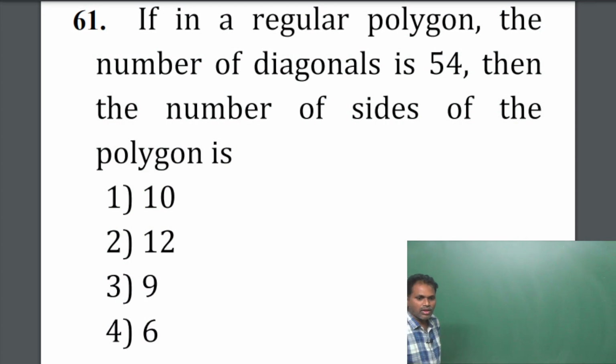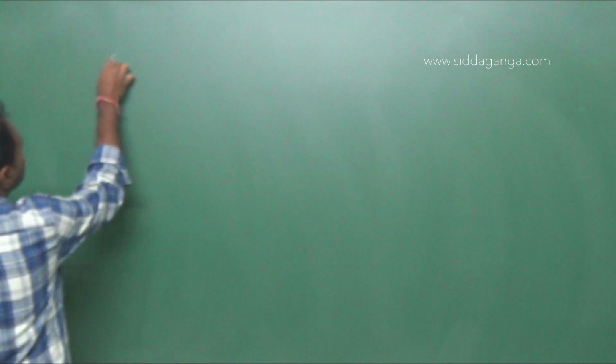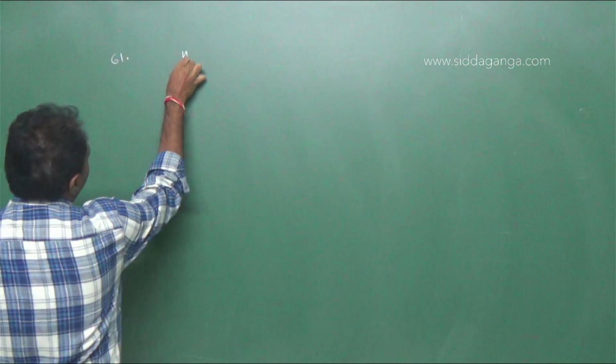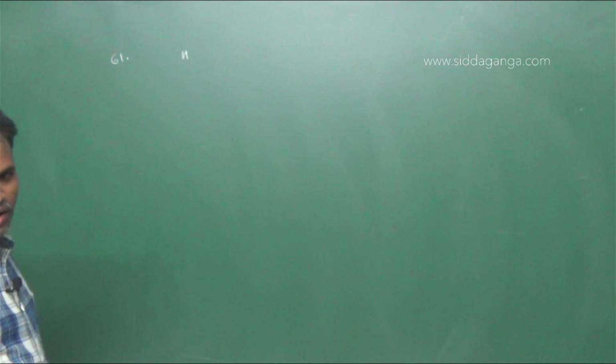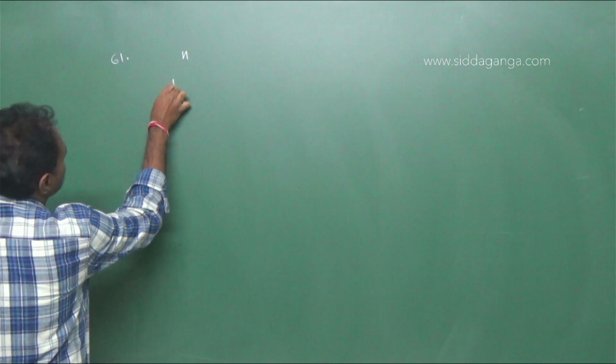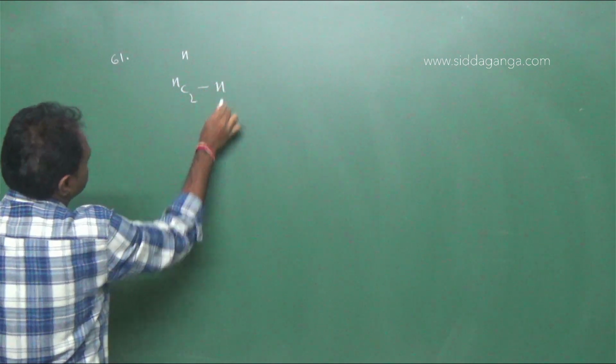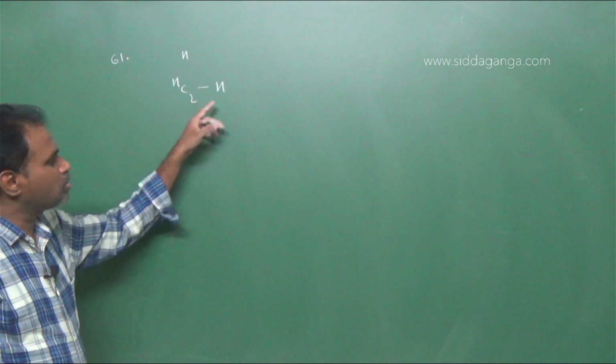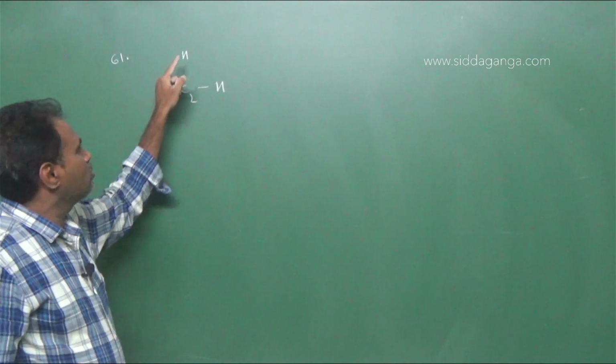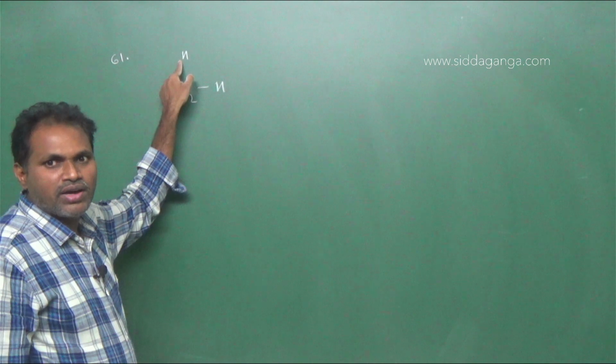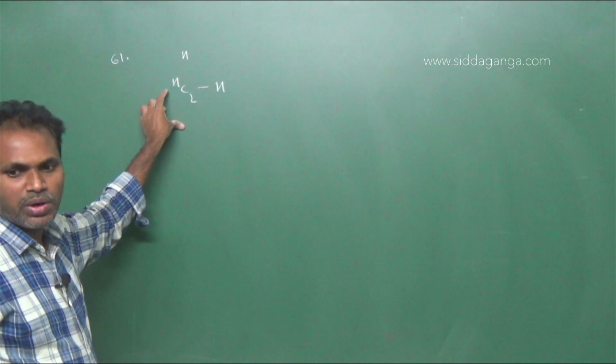Next problem. If in a regular polygon the number of diagonals is 54, then the number of sides of the polygon is? In a regular polygon, if n is the number of sides, then the number of diagonals formula is nC2 minus n. If a regular polygon has n sides, then the number of diagonals is nC2 minus n.